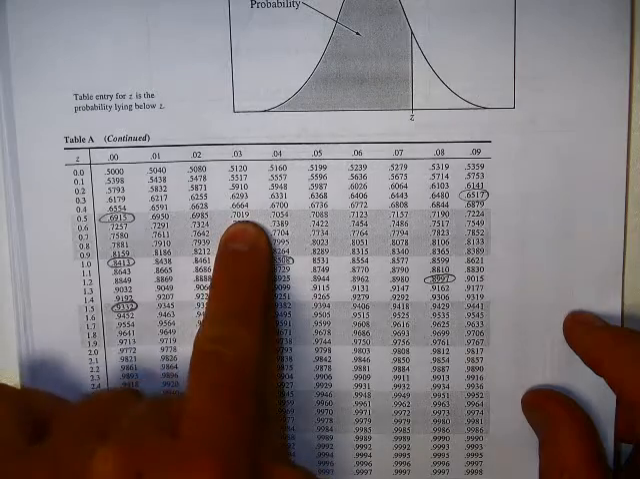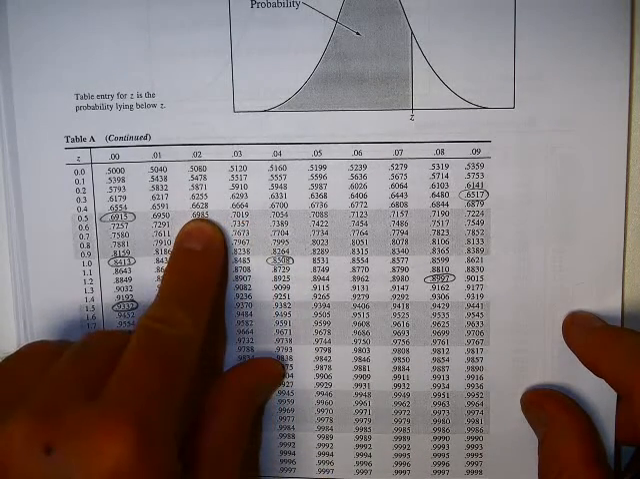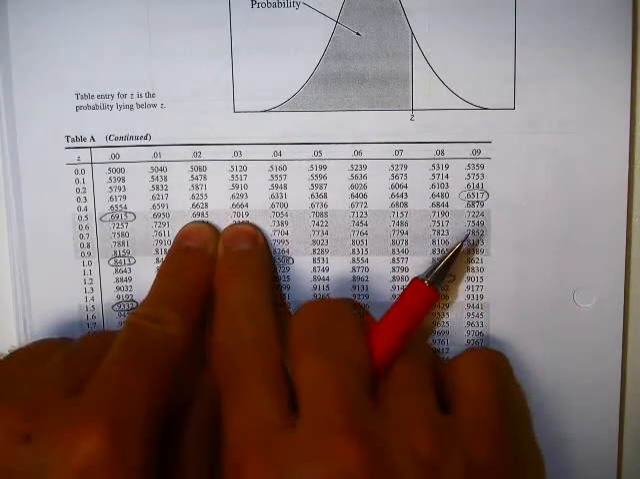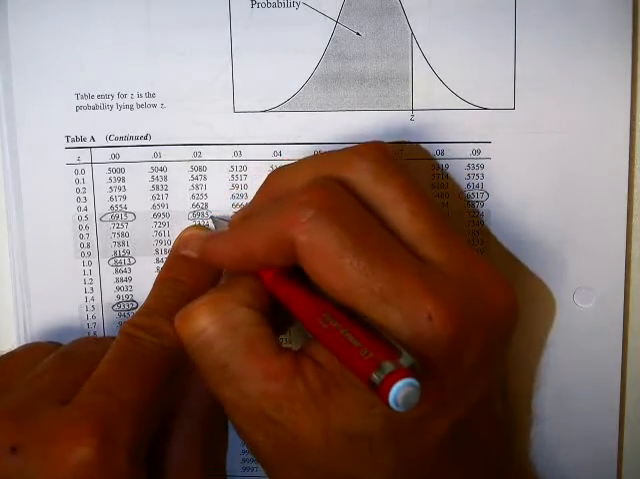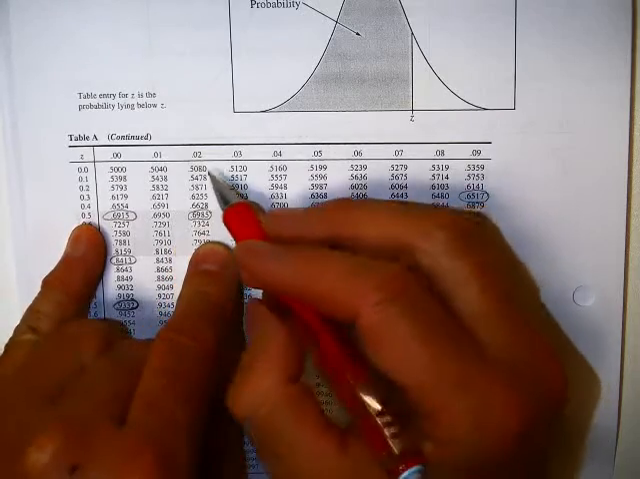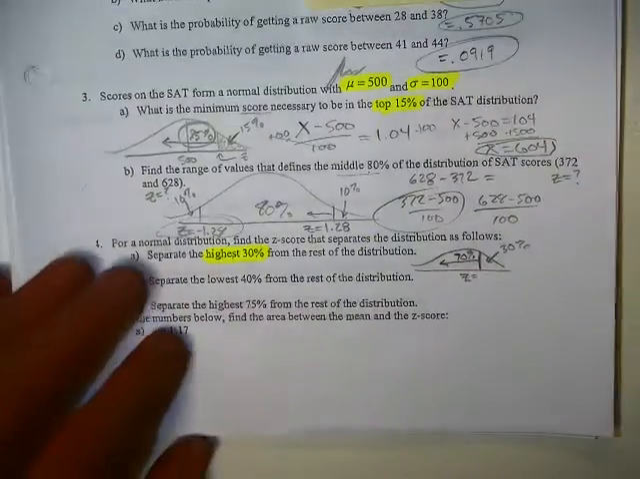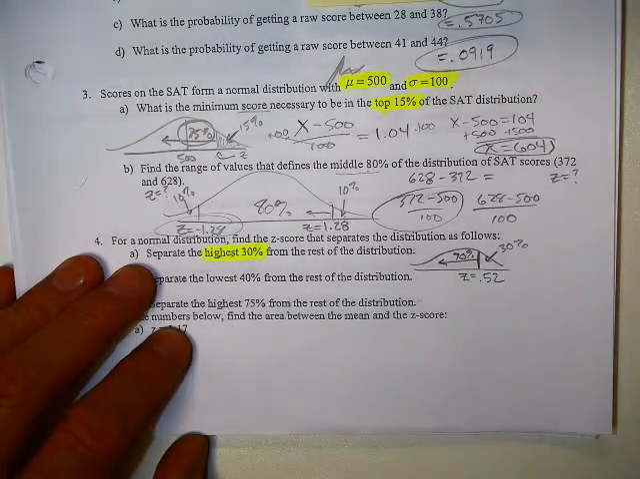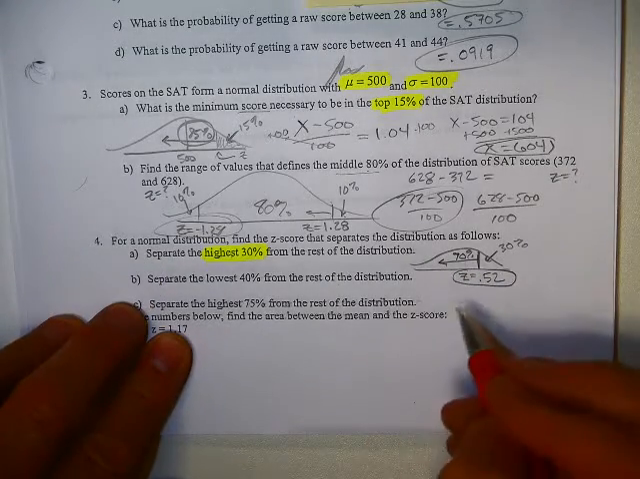Ooh, there's pretty close to 70% right there. And that's pretty close too, but neither one of them is exact by any stretch. A lot of times they aren't. The closest one is the one I want. That's this guy right here. It's probably not the end of the world if you chose that. So my z-score is 0.52. And that's all this is looking for. Okay, that is the answer for 4a.